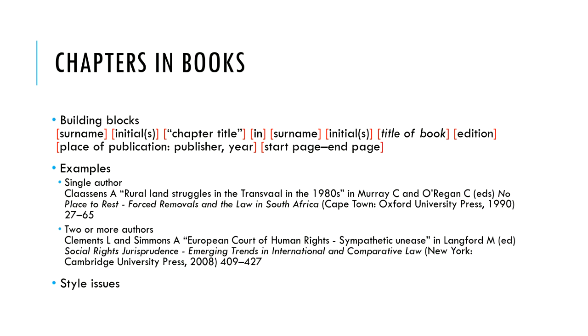The only tricky bit here is that right at the end, there is a new building block, which says that you have to include both the start page of the chapter and the end page of the chapter. So on which page does the chapter start, and on which page does the chapter end? Very important. So again, I've given you examples of a single author chapter in a book, and I've given you an example of two authors in a book.